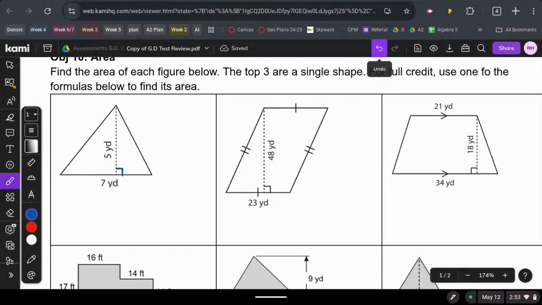So we are following the 7 and 5. The bare minimum of work that I need to see for this part is going to be 7 times 5 divided by 2, and that's how we get the 17.5. Now, if you leave your answer like this, I will take off a half a point or a quarter point because you're not including the units, which are yards. And since we're talking about area, it's yards squared.